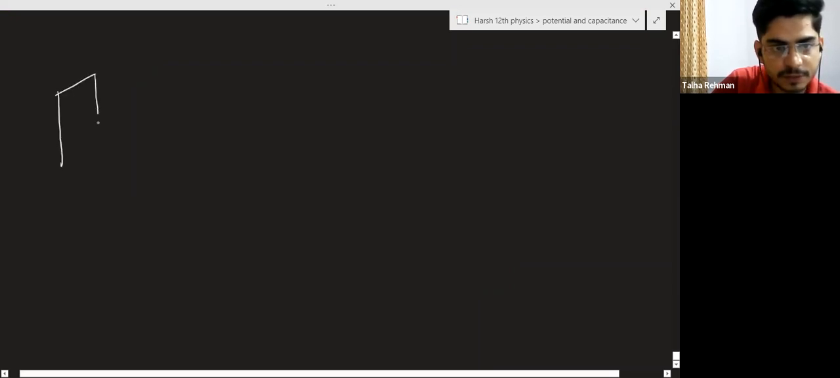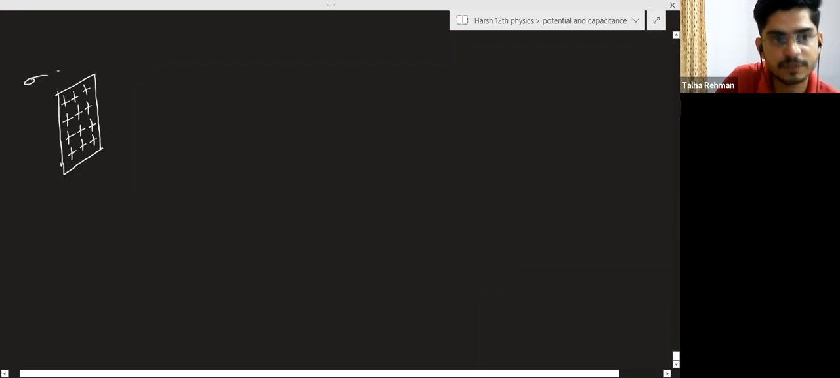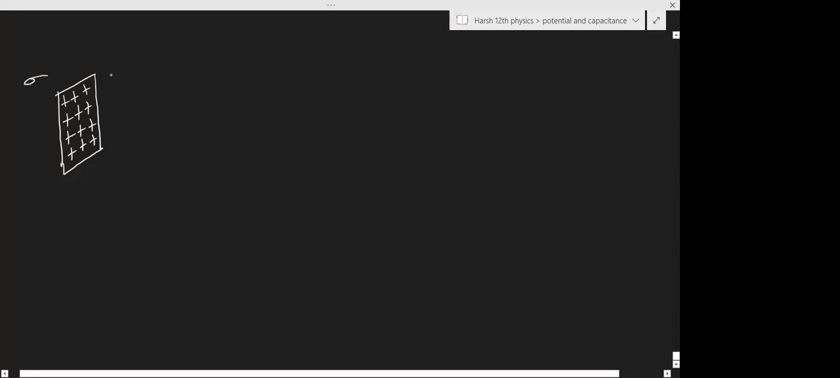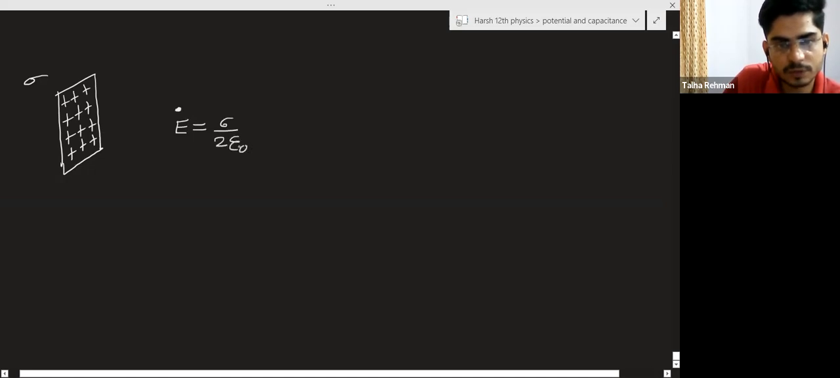Suppose there is any plate. This is a positively charged plate, and this has sigma, the surface charge density. From the surface of this plate, if I want to calculate the electric field at any distance, this E is equal to sigma by 2 epsilon naught. Always remember, if I calculate the electric field here, here also the value of electric field will be the same.